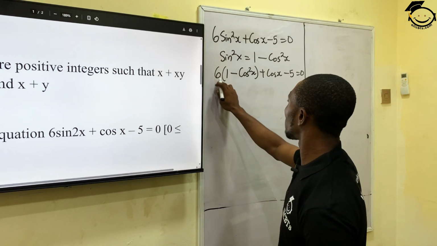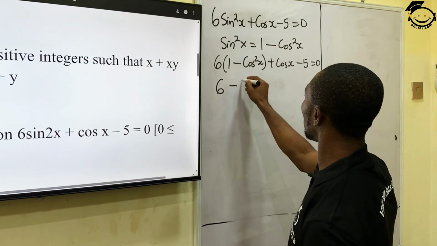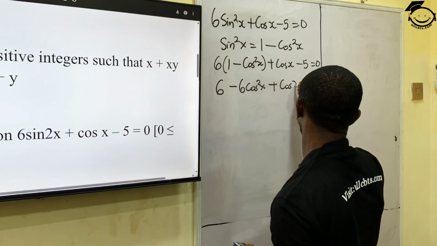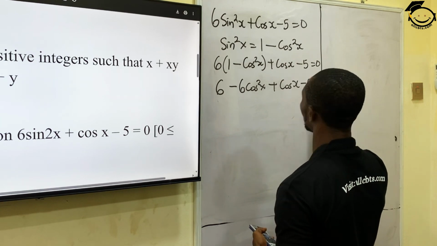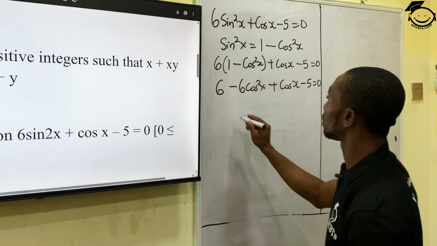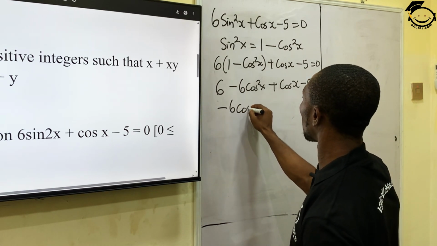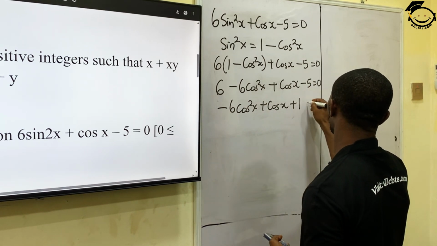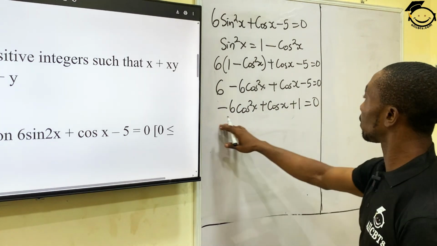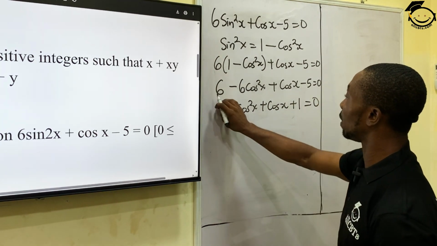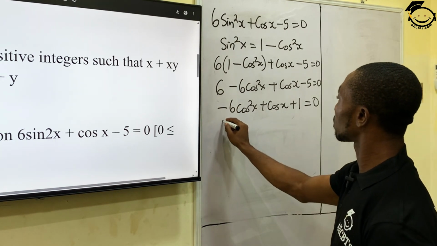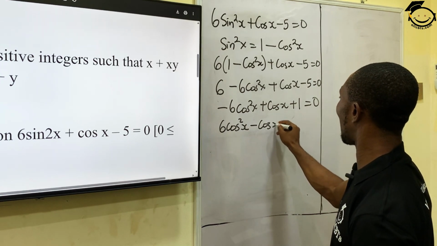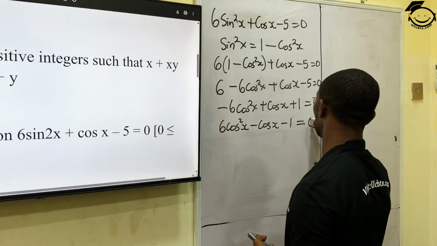So opening up this bracket, 6 times 1, 6 minus 6 cos squared x plus cos x minus 5 equals 0. So 6 minus 5 will give us 1. We would have minus 6 cos squared x plus cos x plus 1 equals 0. Now we multiply this equation all through by a negative to eliminate this negative sign. So this becomes 6 cos squared x minus cos x minus 1 equals 0.